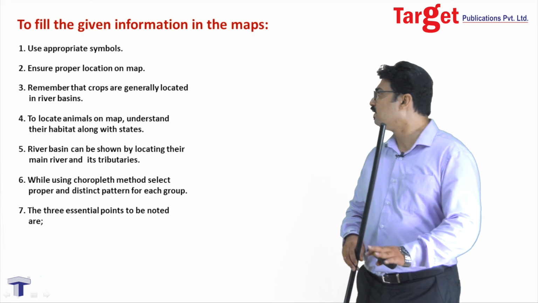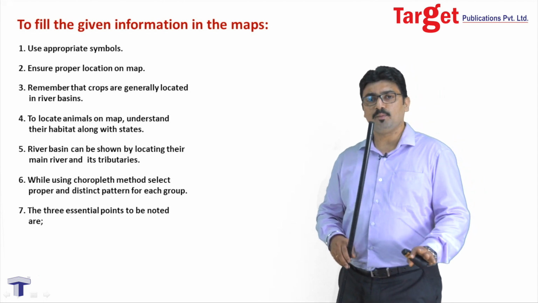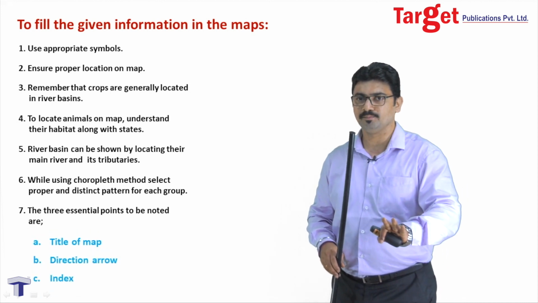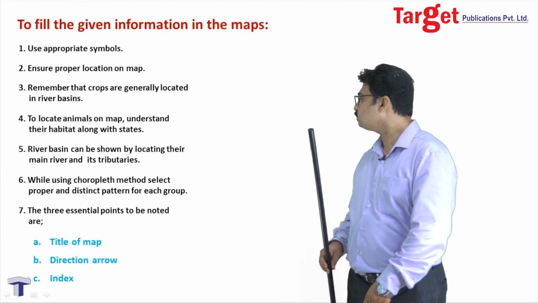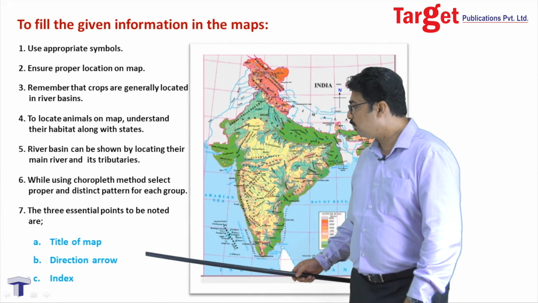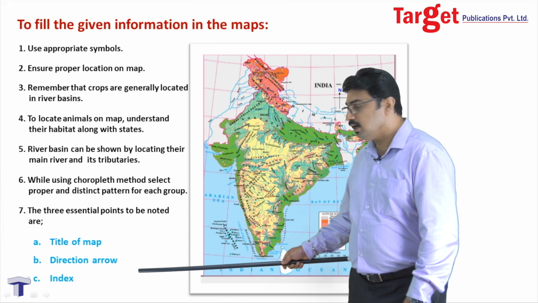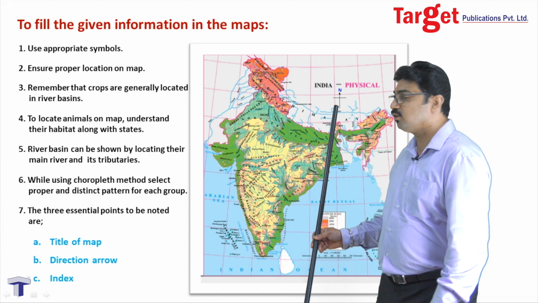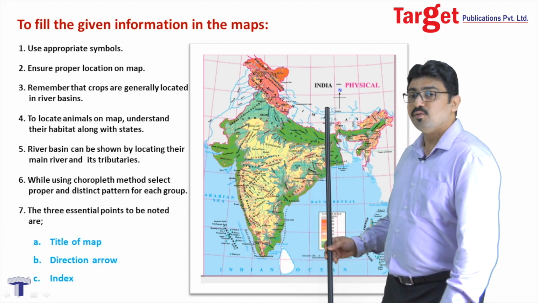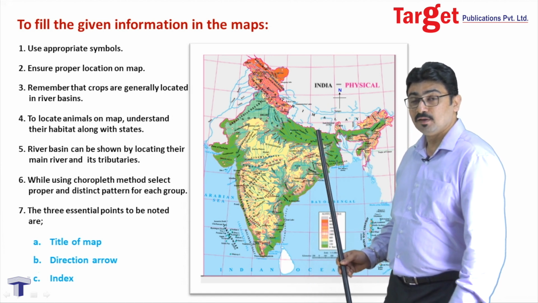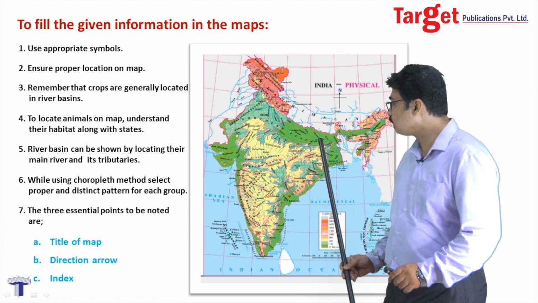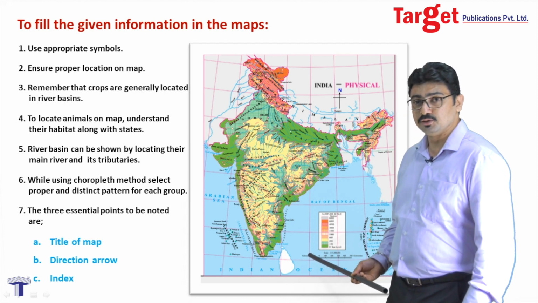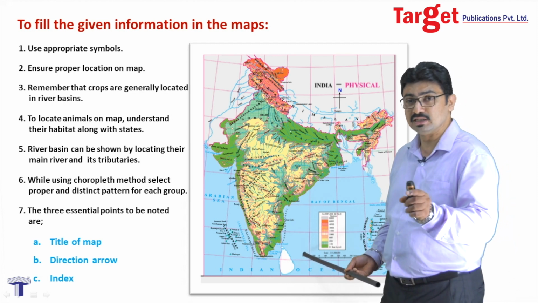All right. So with this, we understand the different important points to be noted, but there are three most important things which should be there in all the maps that you draw. They are the title of the map, the direction arrow, and the index. As we can see in the example map given over here, we have the title of the map, India Physical. We have a north facing direction arrow which shows us the direction. And last but not the least, we also have an index of the various features, an index of the symbols used. You need to write what symbol is for which meaning.